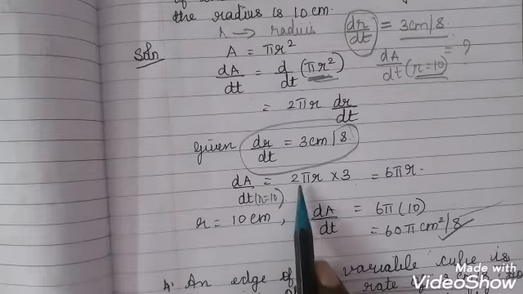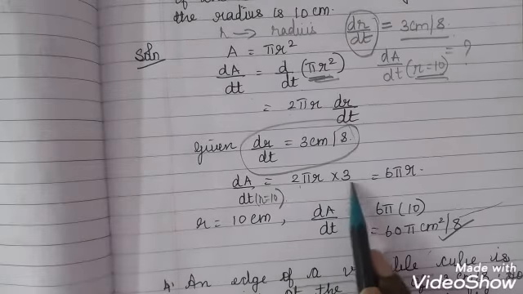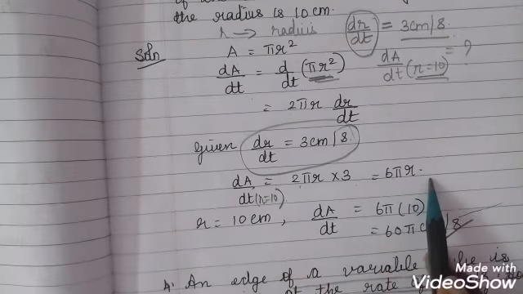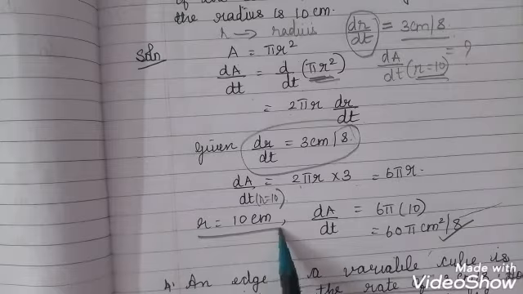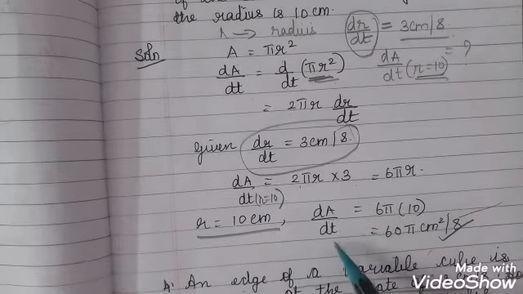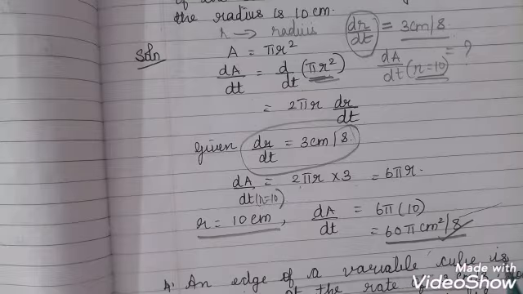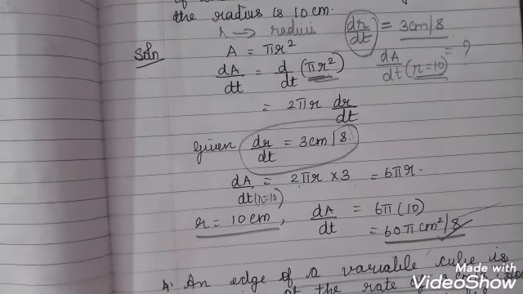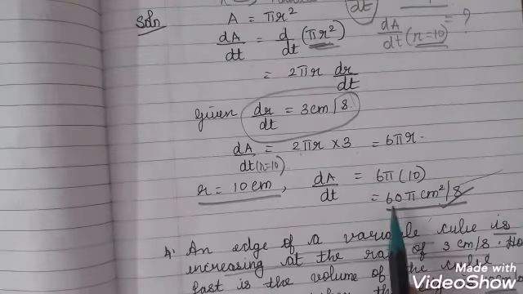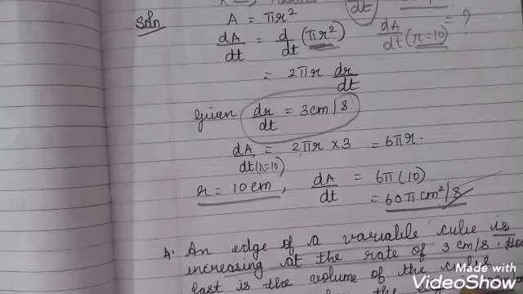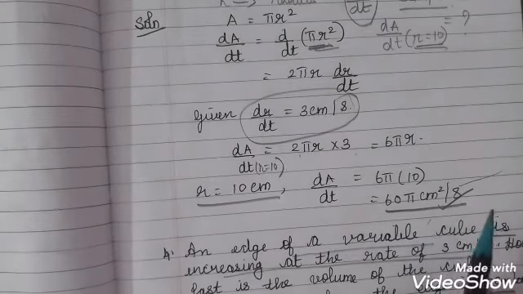So when you find that, what will you get? 2 pi r into 3, which is equal to 6 pi r. So when r is equal to 10 centimeter, you get dA by dt is equal to 6 pi into 10, which is equal to 60 pi centimeter square per second. This is what you have here.